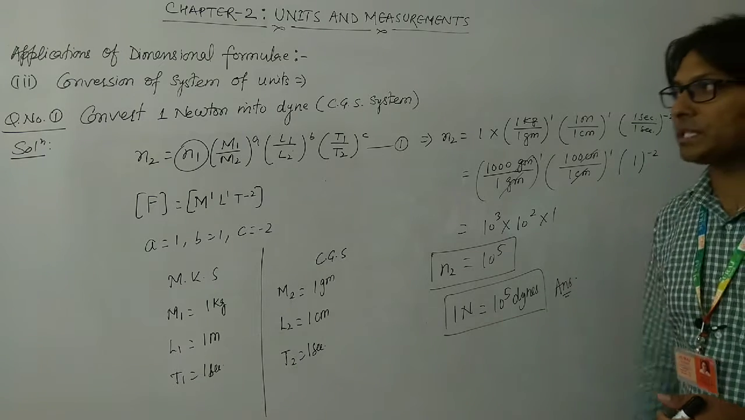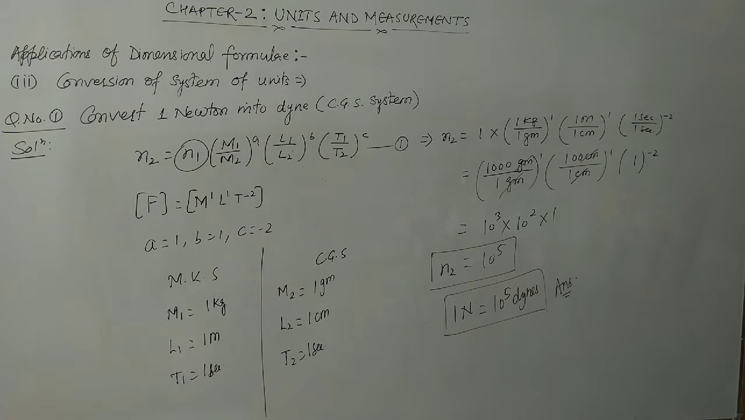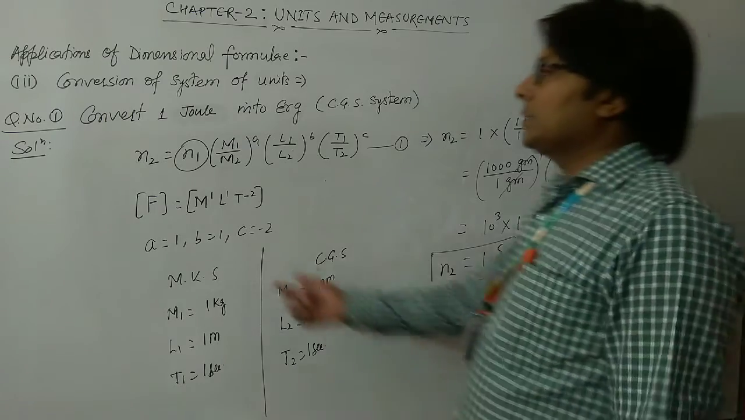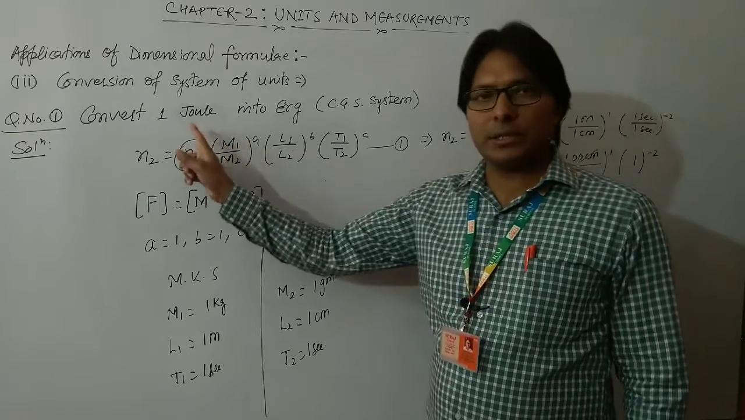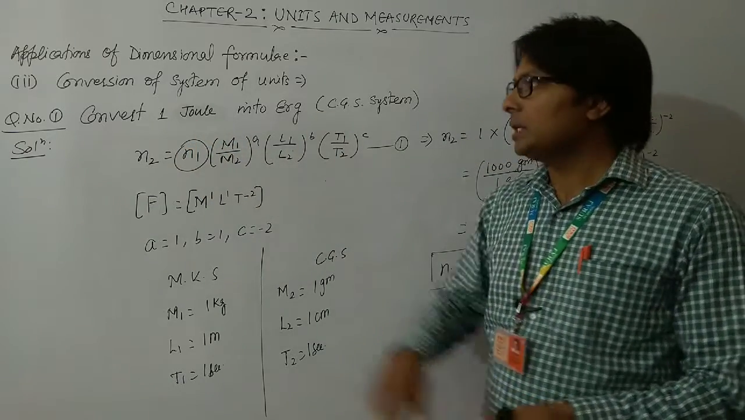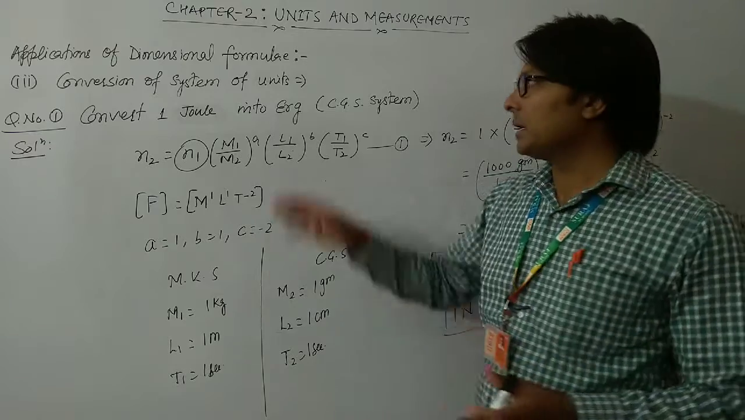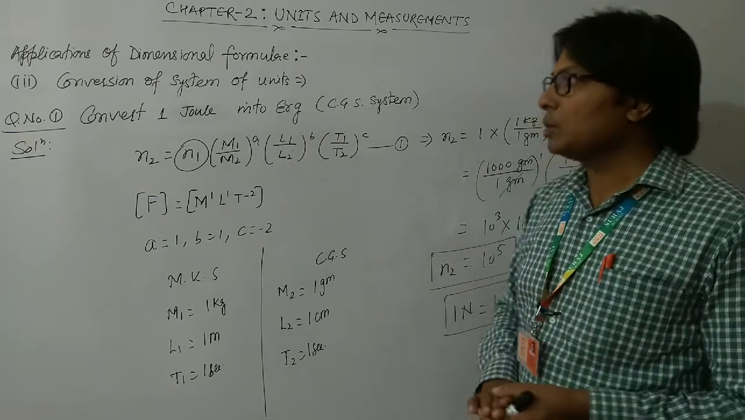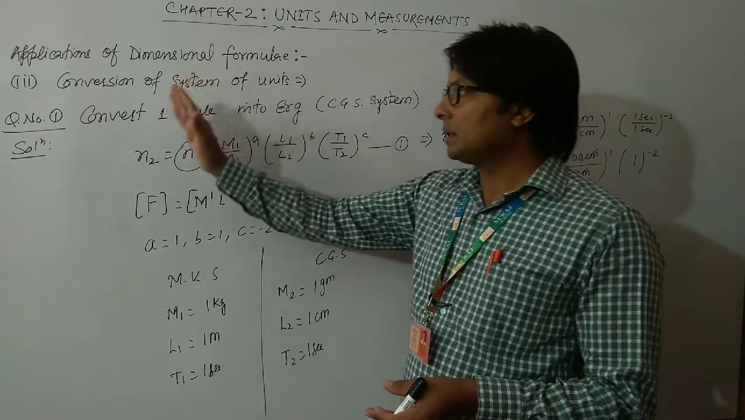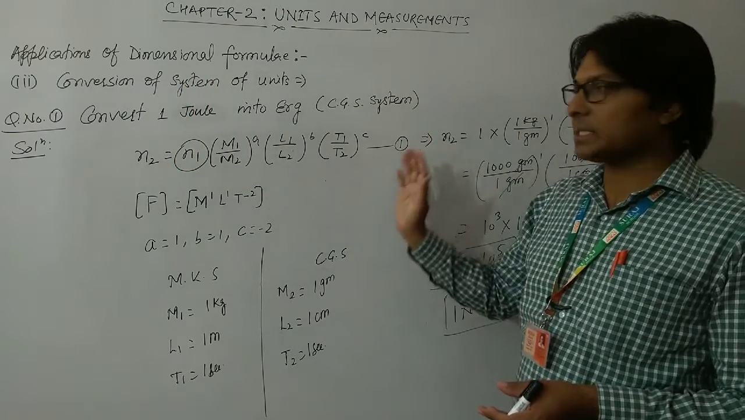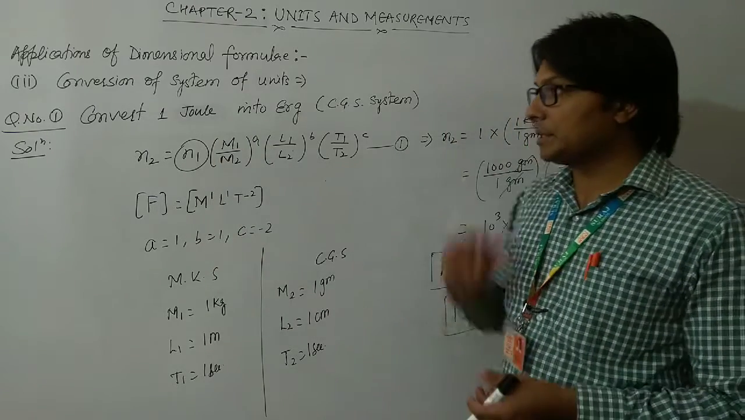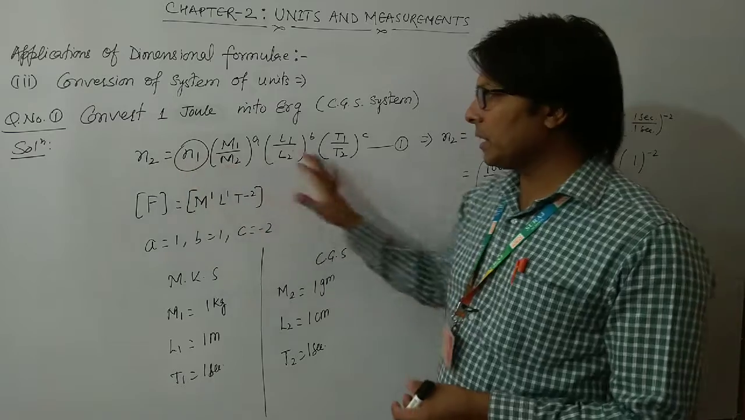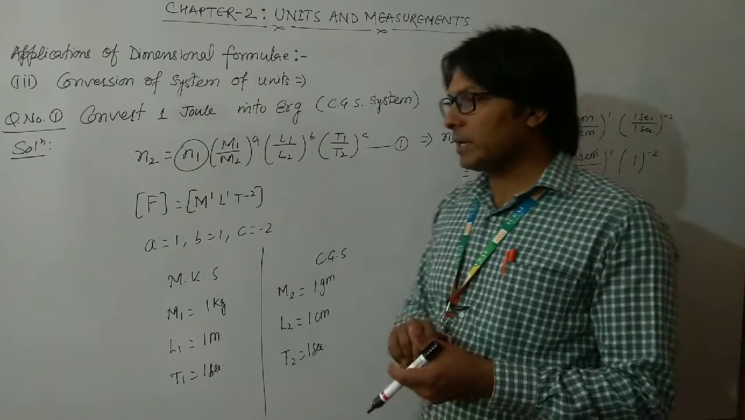Let us have one more example. Suppose the next question is to convert 1 joule into erg. Joule is the unit of energy, and erg is also the unit of energy. Joule is in the MKS system and erg in the CGS system, so we have to convert the MKS system into the CGS system, and the physical quantity to be converted is energy. The formula used will remain the same. Can you guess where the change will occur?